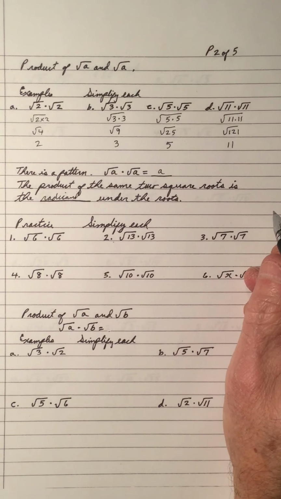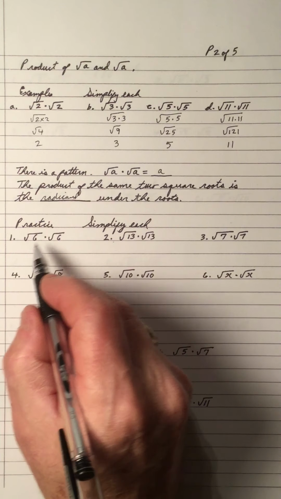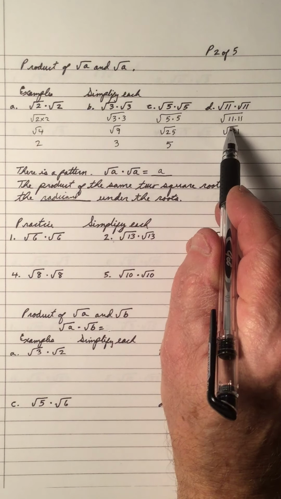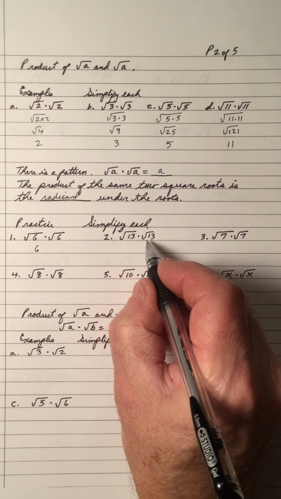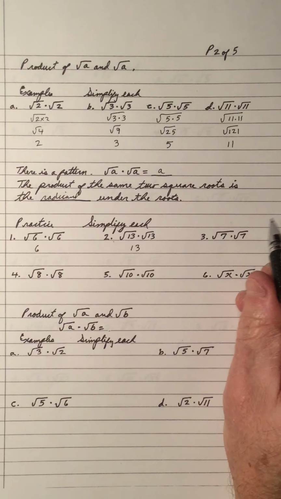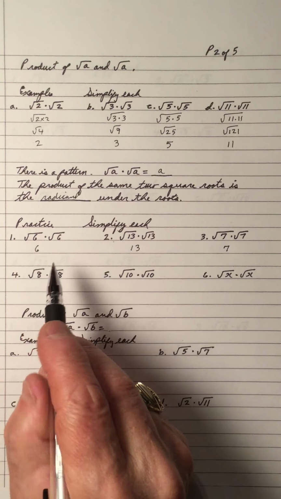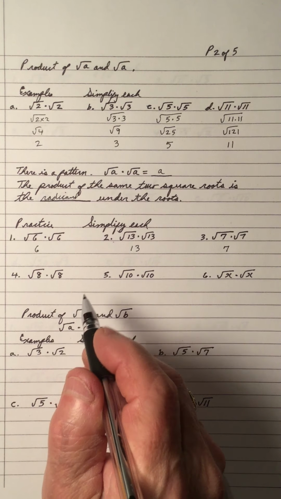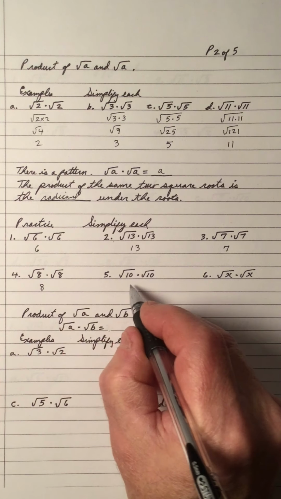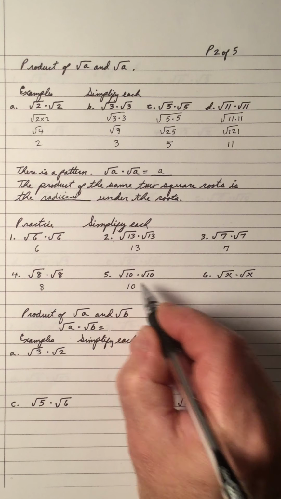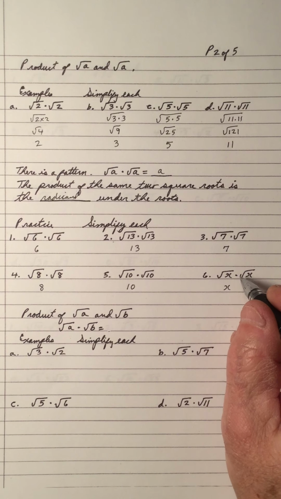That's under the root. So let's do these faster, because no need to write out. This is explaining all the steps up here. But what is root 6 times root 6? 6. Root 13 times root 13? 13. Root 7 times root 7? 7. Remember, when you do practice, you can pause the video, work out your answers, and press play back to see if you're right. Root 8 times root 8 is 8. Root 10 times root 10 is 10. Root x times root x is x, and we're assuming that x is greater than or equal to 0.